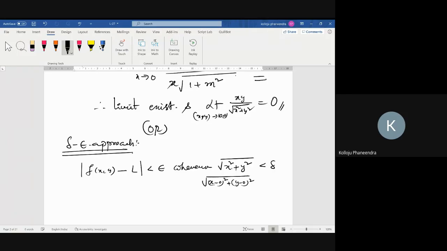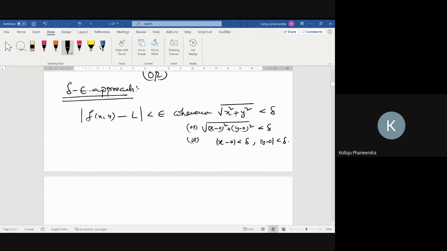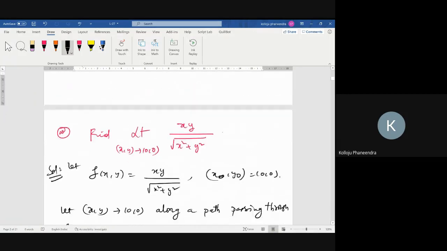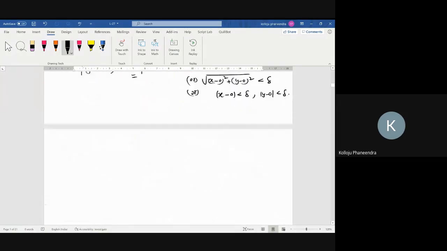Less than delta. Or another condition is mod x minus 0 less than delta and mod y minus 0 less than delta. All these are choices. Now, clearly here, the L value is given in the question: 0. The question is show that. In the delta epsilon approach, definitely the limit value must be given. Otherwise, you cannot apply the delta epsilon approach. Remember this point.